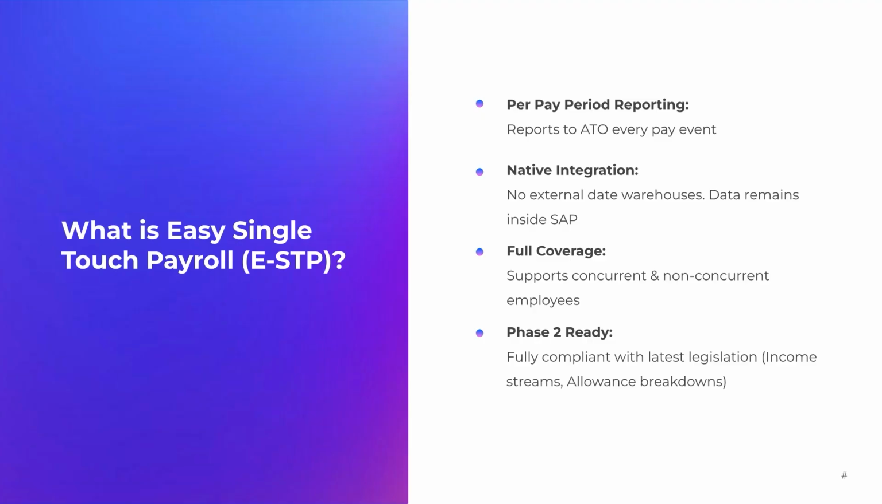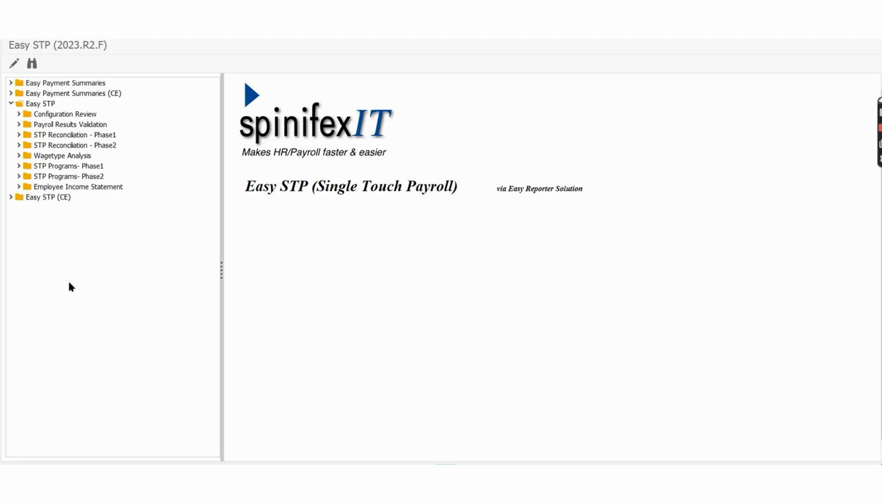Let's take a look. Single Touch Payroll, or STP, is a mandatory compliance requirement for all employers paying employees in Australia. It requires the submission of year-to-date information, specifically gross tax and other pay data, to the Australian Taxation Office at the end of every payroll period. Compliance is non-negotiable, but standard SAP lacks the native ability to reconcile this data before it is transmitted to the ATO. This is where Easy STP comes into play.